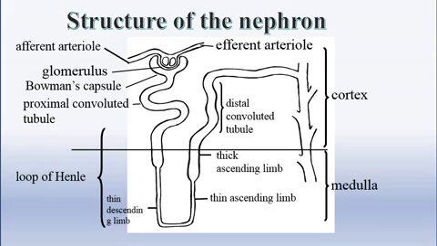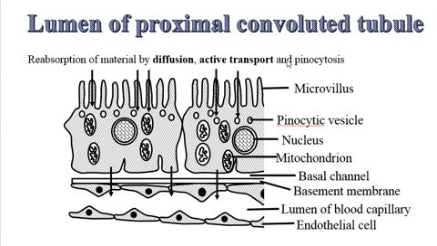What happens is that substances which are still useful to the body, for example glucose, diffuse from the lumen into the surrounding cells. Water moves by osmosis from the lumen into the surrounding cell.